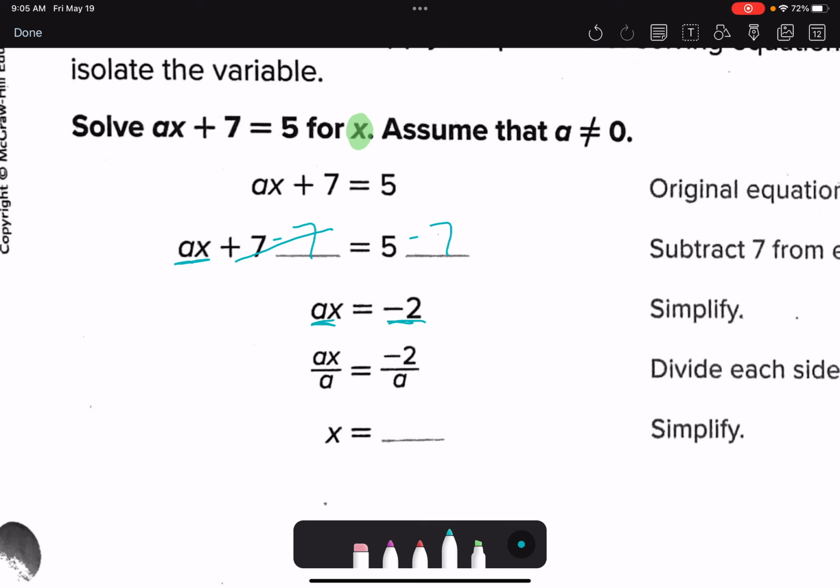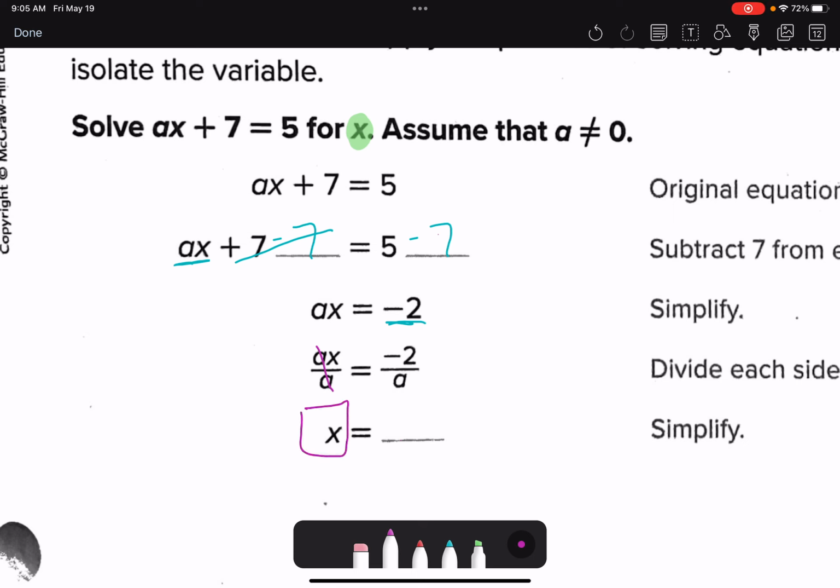Now, the next thing you guys want to go ahead and do here is identify what is a doing to x. Now, one thing I want you guys to remember, treat it just like a number. If they're side by side, that means a is timesing x. So how do I undo timesing? I divide. And a divided by a, just like if I had 1 divided by 1, is 1. Okay, they simplify and go away, and I'm left with x.